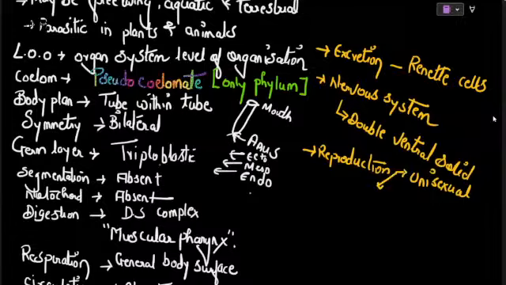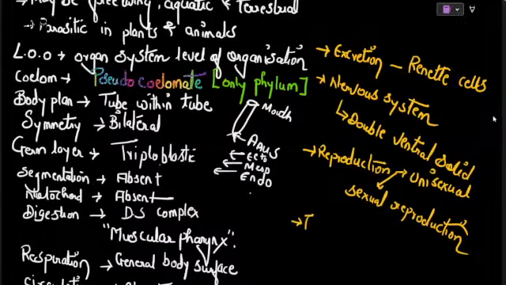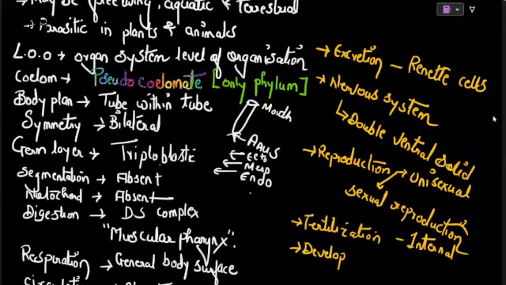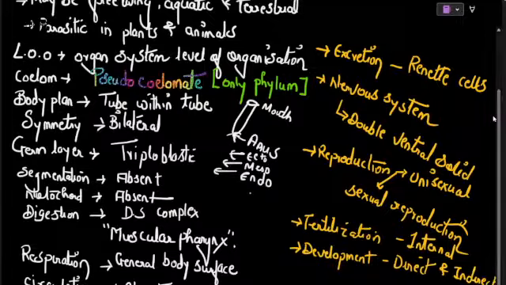If they are unisexual, they will show sexual reproduction. Fertilization is internal, and development is direct and indirect.